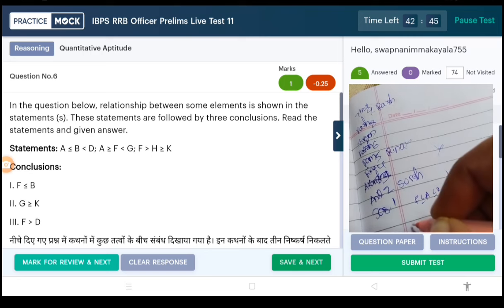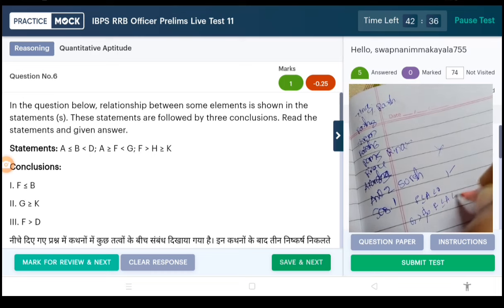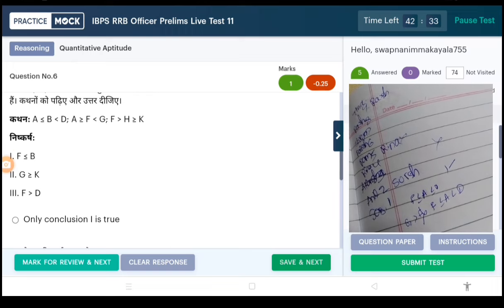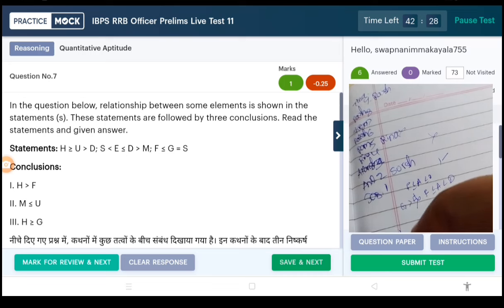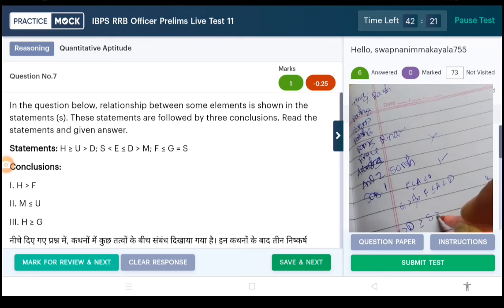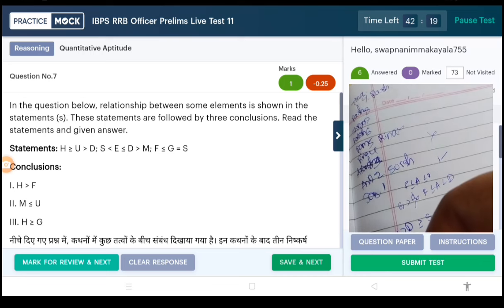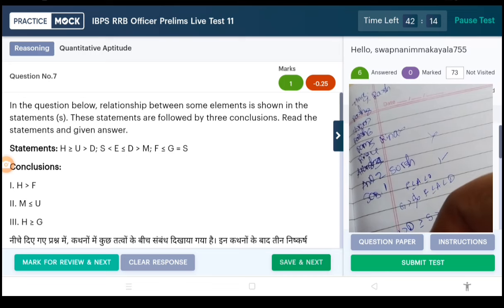One is to G greater than or equal to K. F is assigned only one rule, H greater than F, M less than or equal to U, H greater than or equal to G.